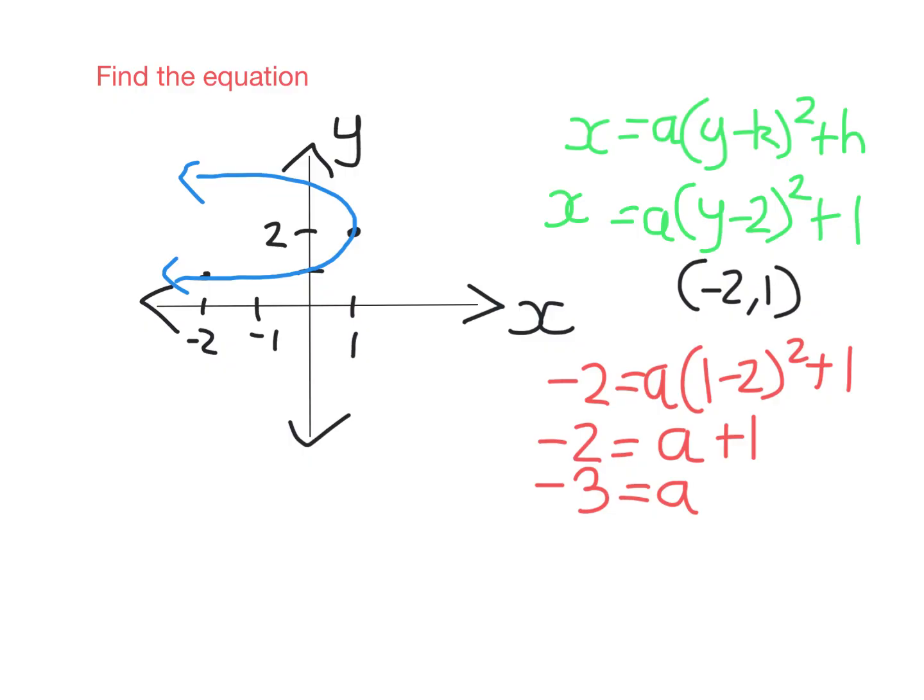I've now found my value of a, and I already found my values of k and h. So I'm done. I just need to write the final equation, x equals negative 3(y minus 2) squared plus 1. If I start with this equation, I'll end up with this graph. Once again, this graph does not constitute a function because there are multiple x values that map to the same y value.